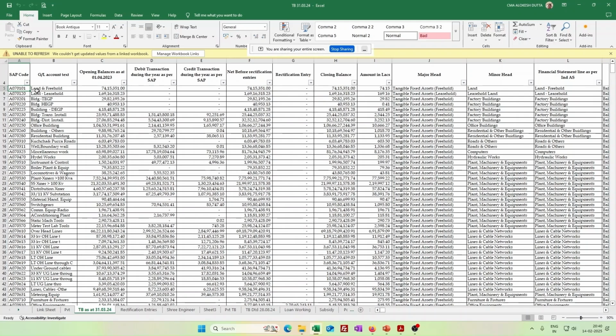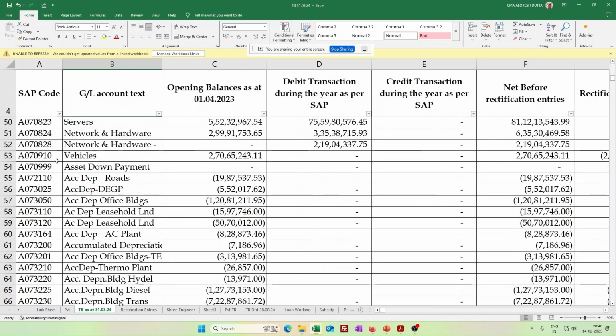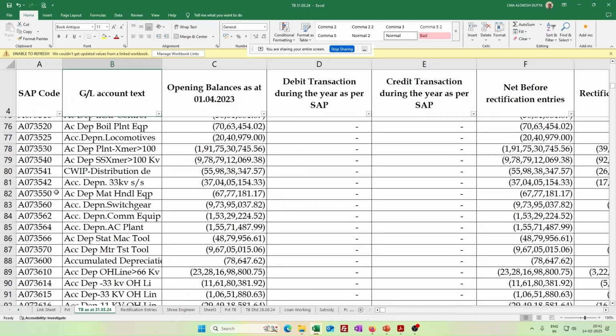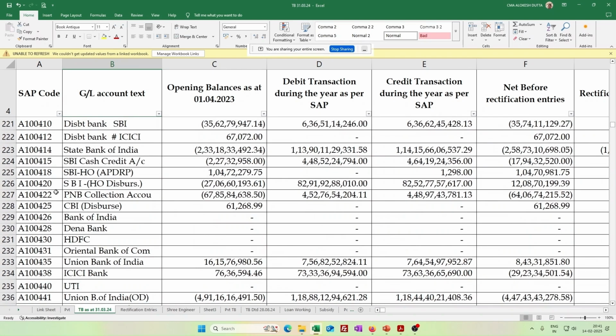That is land and freehold. A07010 is meant for land and freehold. Here A means asset. These are all asset codes. These are all asset figures in the trial balance. These are assets.